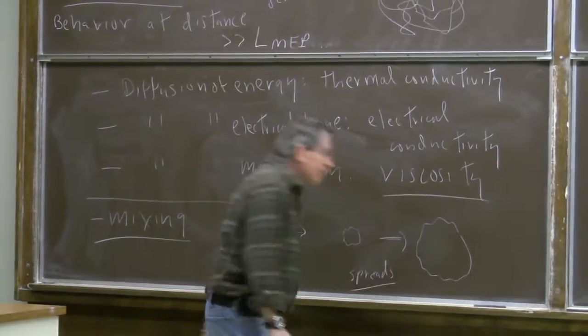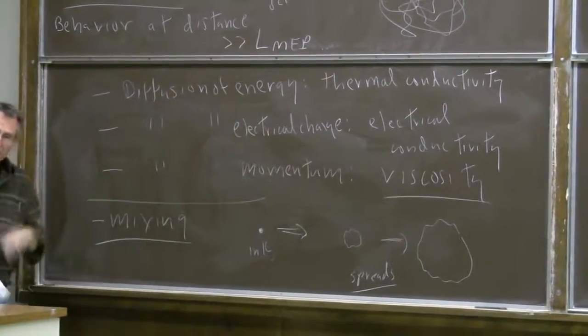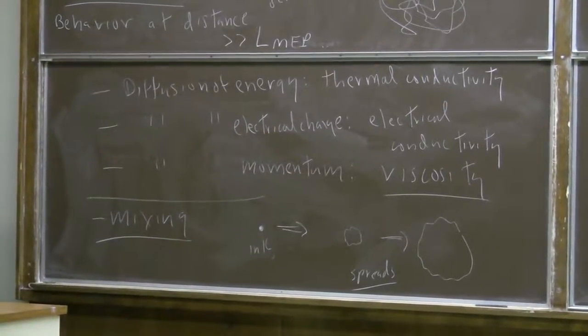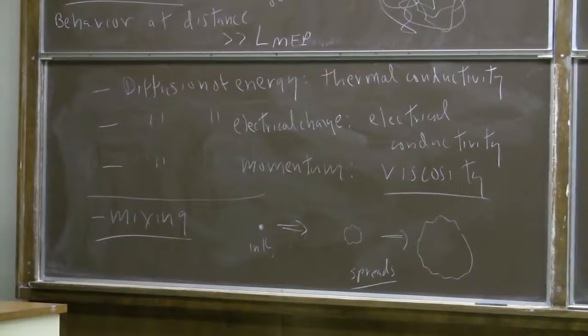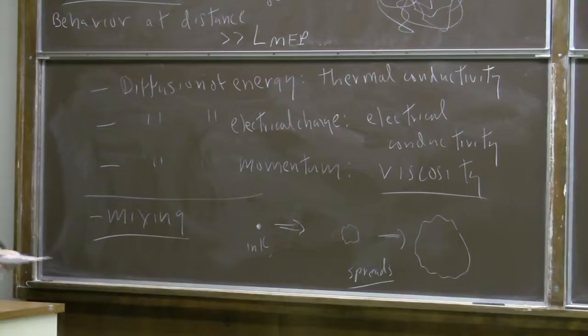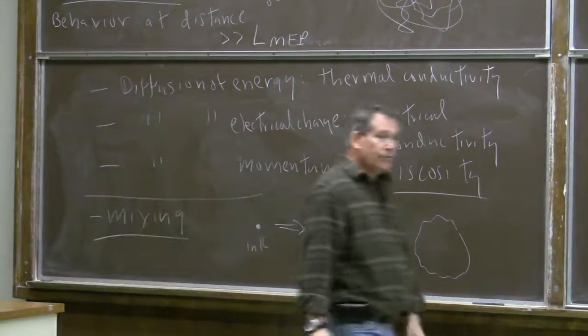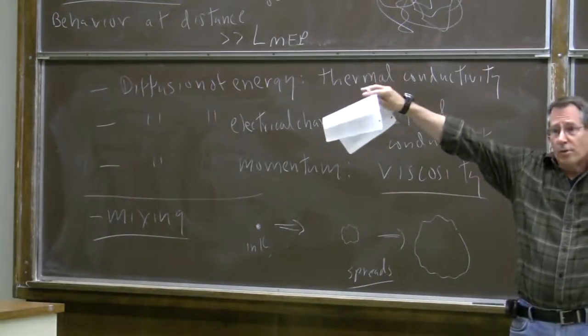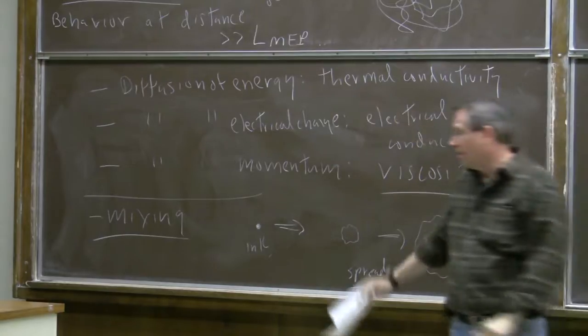Why is that happening? It's because the ink consists of many molecules. They're being repeatedly scattered by water molecules, and that's causing the distribution of the ink molecules to gradually spread, giving rise to mixing. After a long time, the ink will be uniformly distributed in the chamber of water.